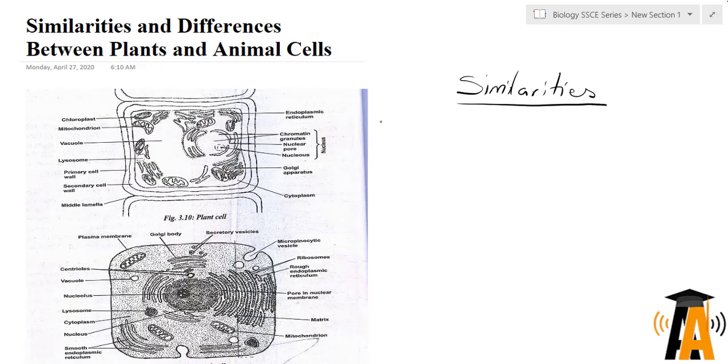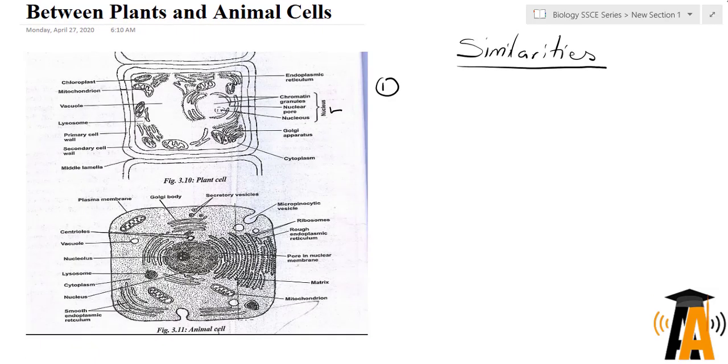Now let's take similarities. Number one. So coming here, if you look at the plant cell, it has a nucleus. Here it's marked here. Then when you go down to the animal cell, the animal cell also has a nucleus right here. So we can come back here and just pen it down. Nucleus.